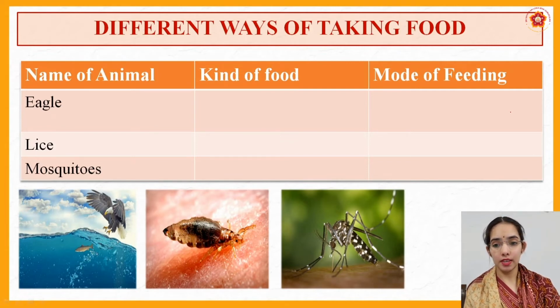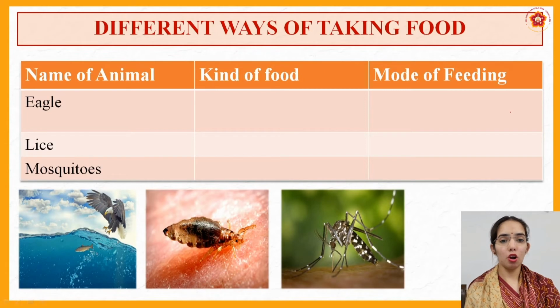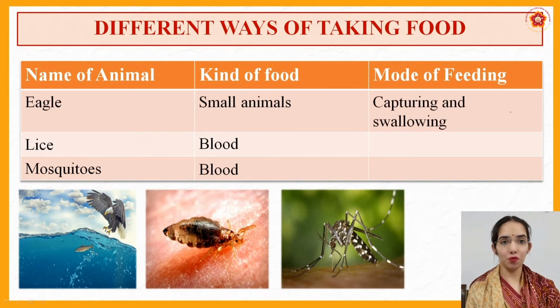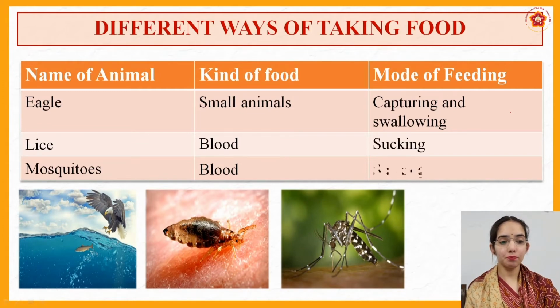Now next is an eagle, then the other organisms, fleas and mosquito. Let's talk about their kind of food. As you can see in this picture, the eagle is feeding on other small animals, while fleas and mosquito are feeding on blood. Now talking about mode of feeding, what is this eagle doing? It is capturing, and once it has captured the organism, it will swallow it. So capturing and swallowing is its mode of feeding, while in fleas and mosquito, the mode of feeding is sucking.